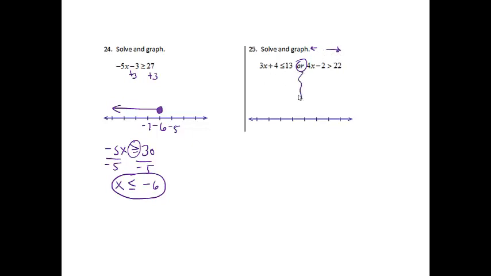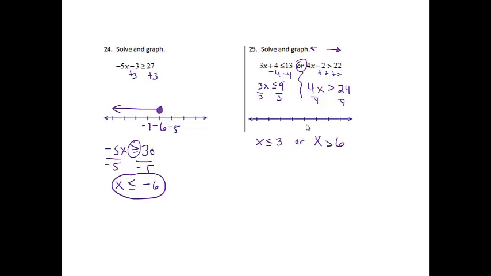Okay, the first one, to solve this, we'll subtract 4 from both sides. I'll get 3x is less than or equal to 9. Let's divide both sides by 3, and I'll get x is less than or equal to 3. And then on this one, we'll add 2 to both sides. So we'll get 4x is greater than 24, and then we'll divide both sides by 4, and I get x is greater than 6. So it's one of those two.